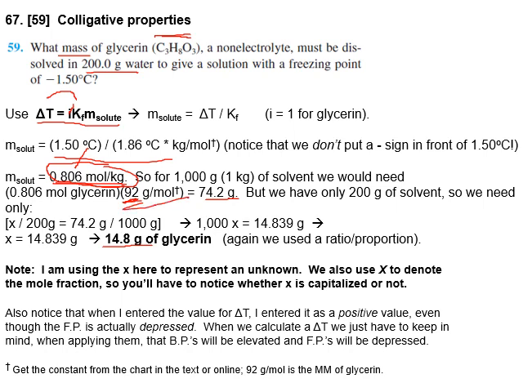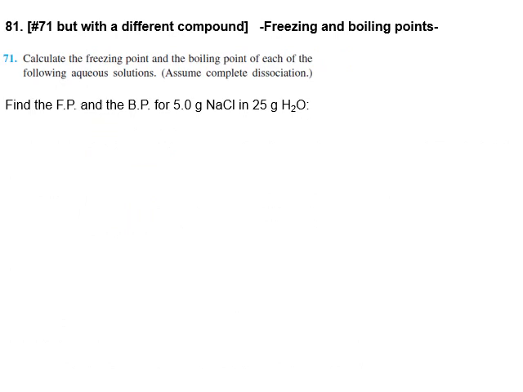Okay, next slide. Find the freezing and boiling point for each of these. We're only going to do it for one, and it's 5 grams of NaCl and 25 grams of water. So the formula is going to be the same for both of these. Let's very quickly write. It's delta T for both of them is going to be iMK.